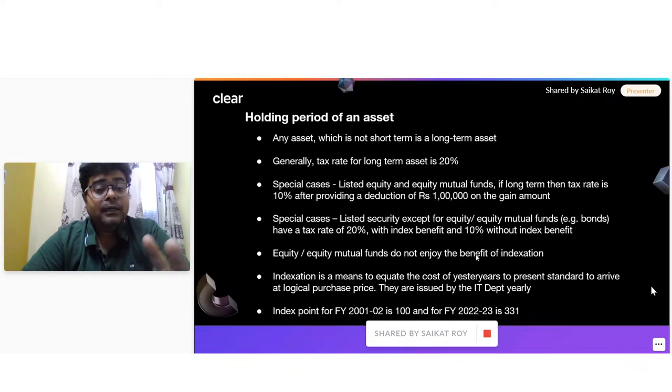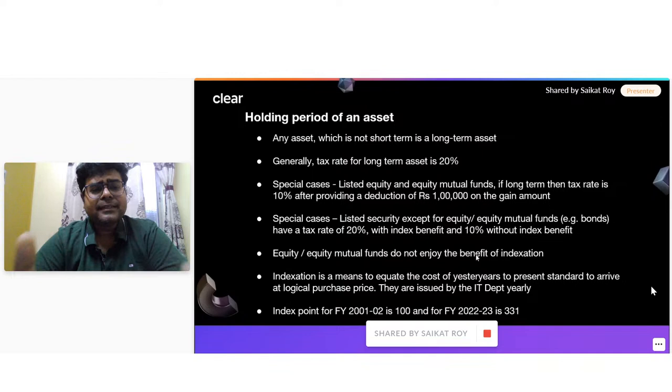However, the rate of tax for this long-term capital asset, that is listed equity or equity-oriented mutual fund, is vastly different from the short-term, right? So in case we are selling off listed equity shares or listed equity-oriented mutual fund, in that case, after giving you a deduction of 1 lakh rupees, the remaining gains are taxed at the rate of 10%, all right?